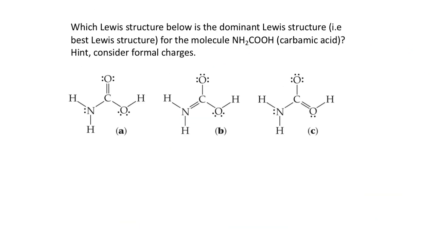Can we judge a Lewis structure question like this one? Let's look at the question. It says, which Lewis structure below is the dominant Lewis structure? That's a fancy word for the best Lewis structure for the molecule NH2COOH, which has the name carbamic acid. And we're told to consider formal charges. I have 3 different Lewis structures here to choose from.